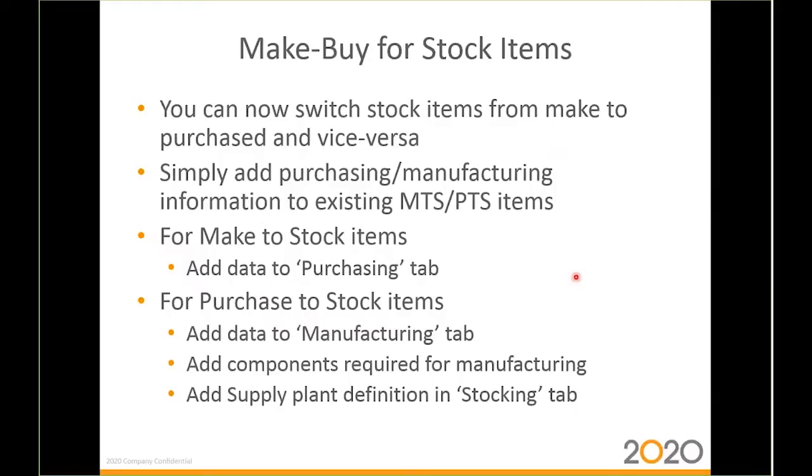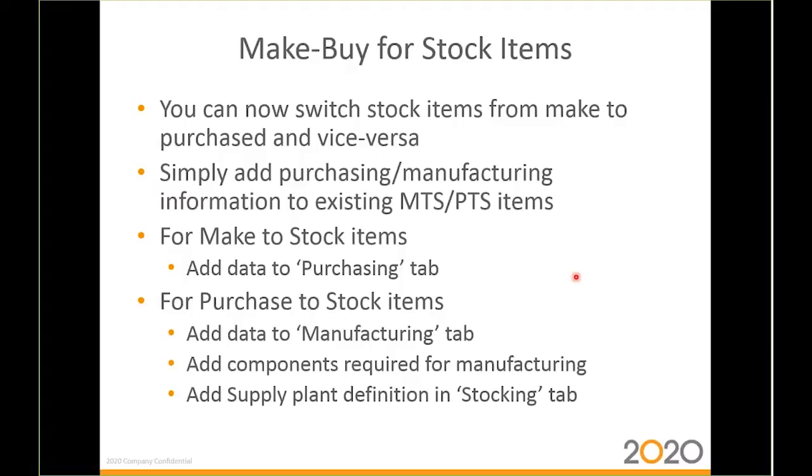The next item is make-buy for purchase to stock and make to stock items. So in a previous version, I think it was in 9 something, we opened up the possibility for make to order items to be switched to purchase to order, and now we've extended that capability to stock items. So in order to enable this functionality, if you have advanced material planning, so calculate suggestions for manufacturing stock control, purchase stock control, if I have a make to stock item, in order to make it purchased, all I need to do is add data to the purchasing tab on the item master.